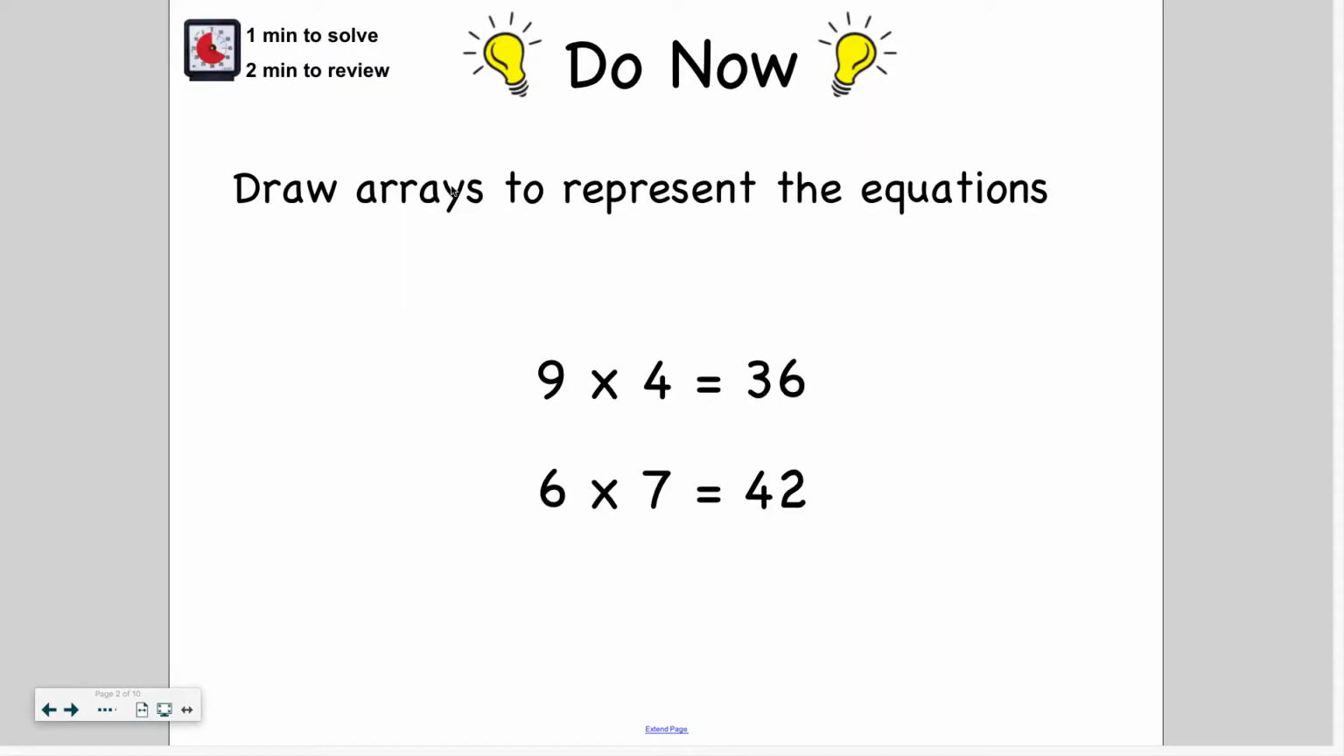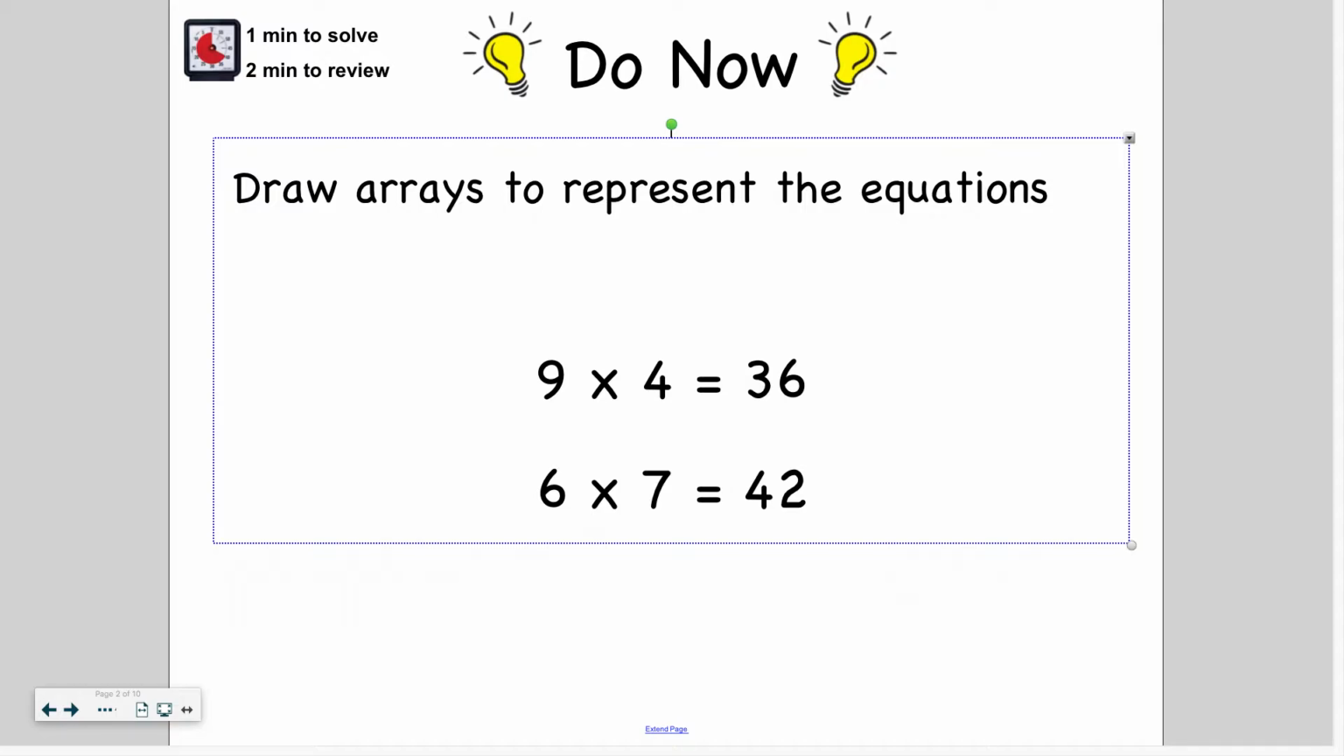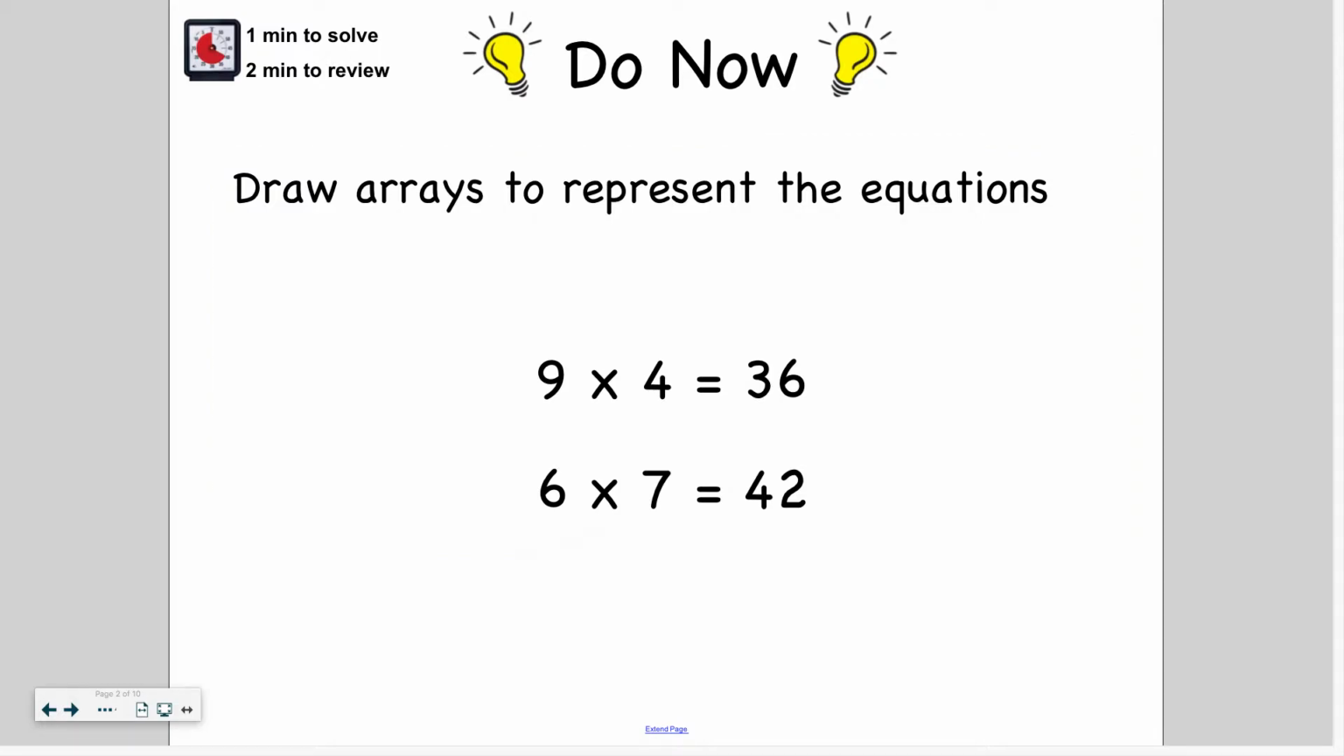Hi scholars, before we start I just want to remind you to grab a paper and pencil or a whiteboard and marker, just something you can write on in order to solve with me today.